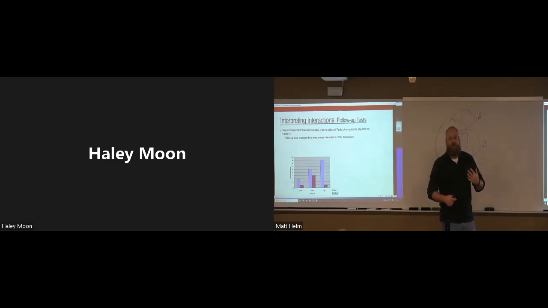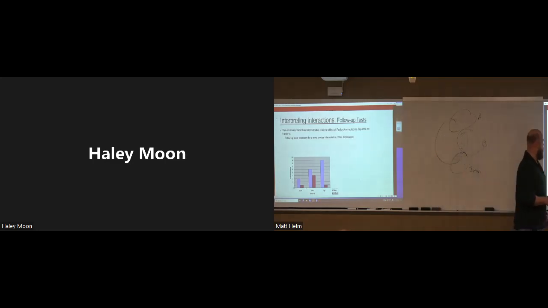In this situation, even with a 2x2, we can't just look at our mains and determine what's going on. Here we need to do some follow-up tests. Here in our graph, we've got a plot of our means from our original example. We've got arousal and task difficulty: easy task versus difficult task, and levels of arousal, low, medium, and high.